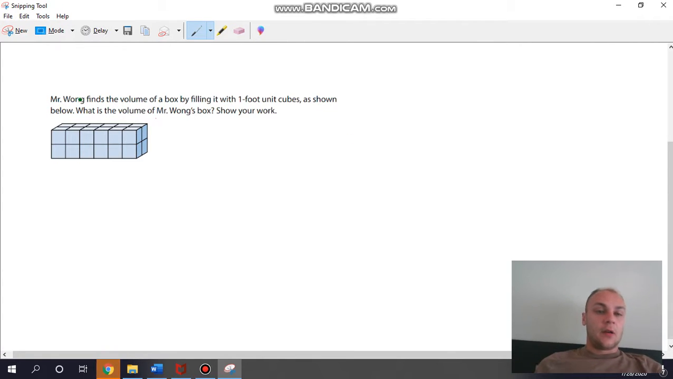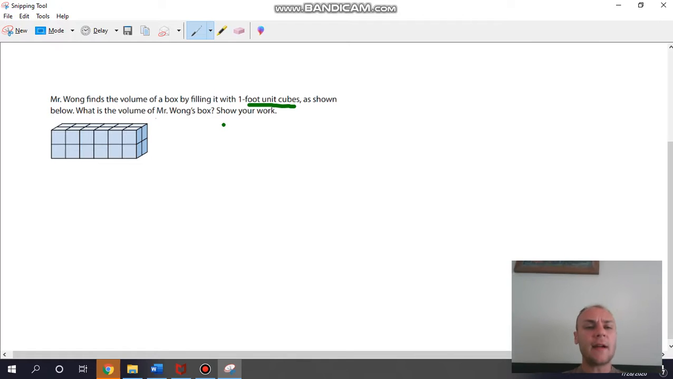Ready, set, go. Mr. Wong finds the volume of a box by filling it with 1 foot unit cubes. I'm going to underline foot unit cubes because this shows me the units I need to use at the end. So at the end, my answer should be in feet, as shown below. What is the volume of Mr. Wong's box? How would we find this?